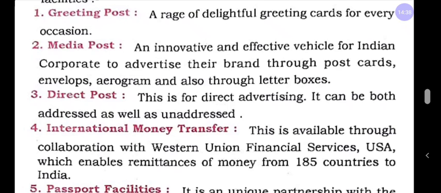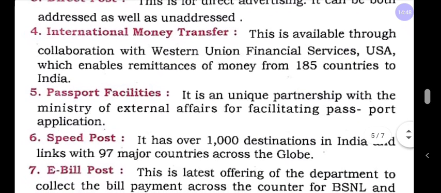And direct post means it gives direct advertising. It can be both addressed as well as unaddressed. And next, international money transfer. You can also transfer money from one place to another place in other countries. It is offered in 185 countries.